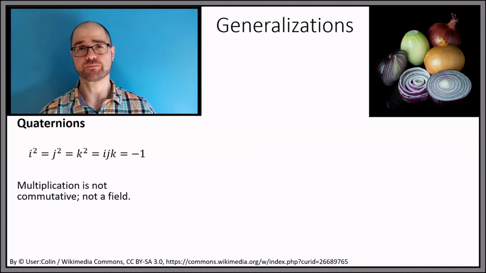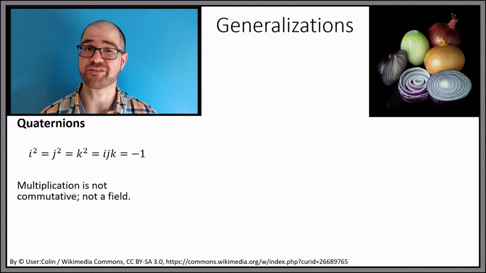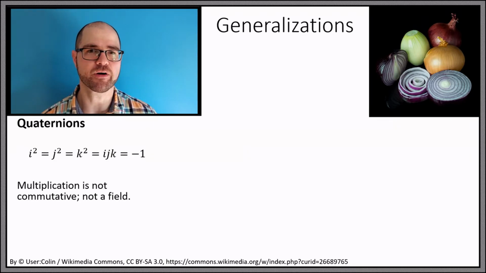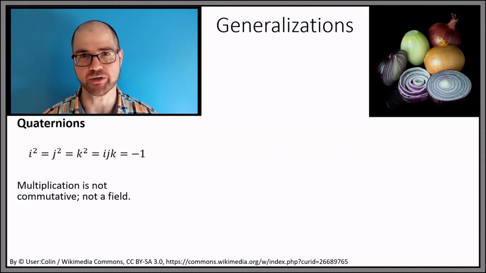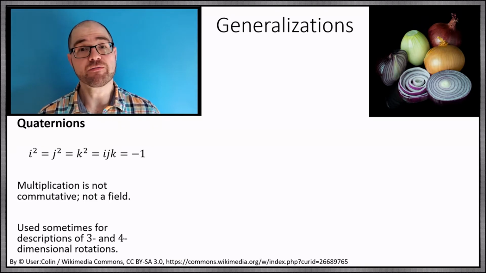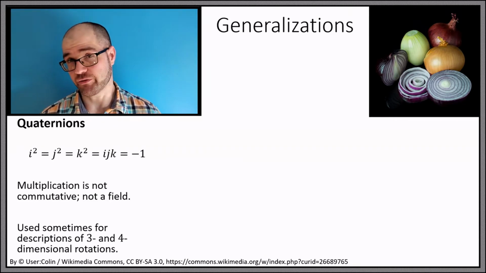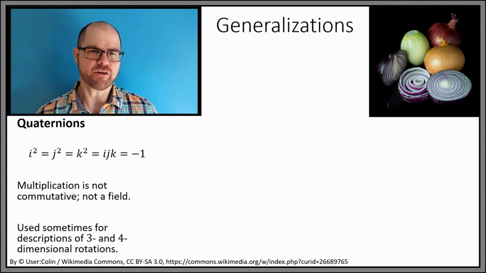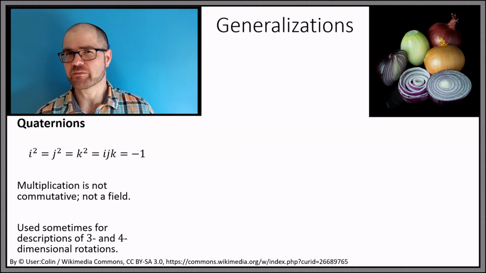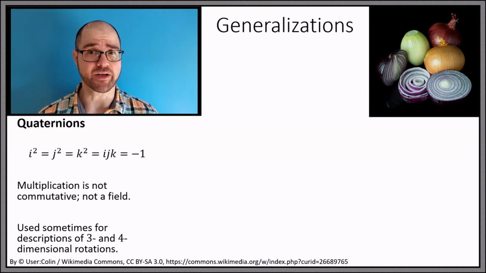With these rules, one can show that multiplication is not actually commutative, so we're not technically a field anymore, but we are something called a division algebra. Now we can model 4-dimensional rotations, and therefore also 3-dimensional rotations. These are used in some situations to make a simpler representation of 3-dimensional modeling.